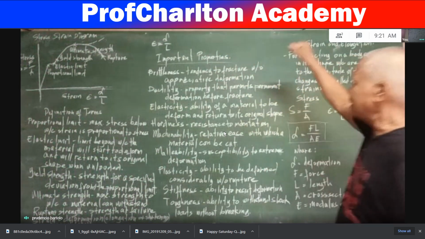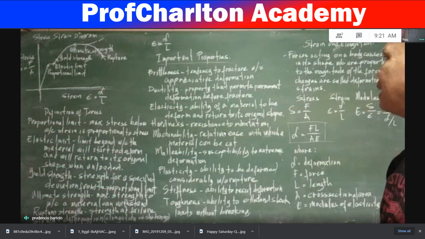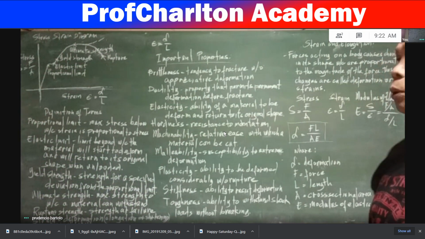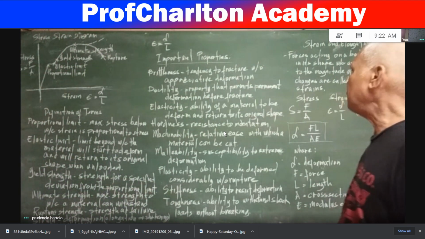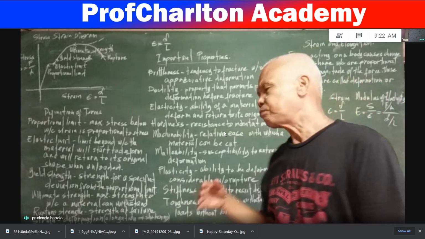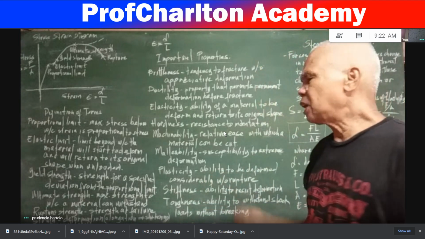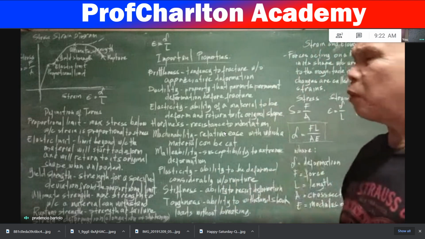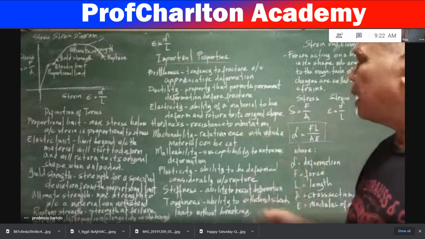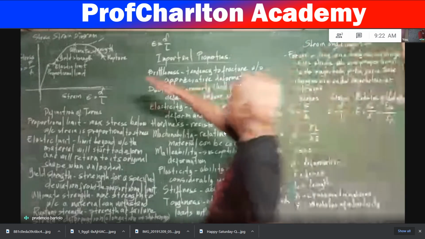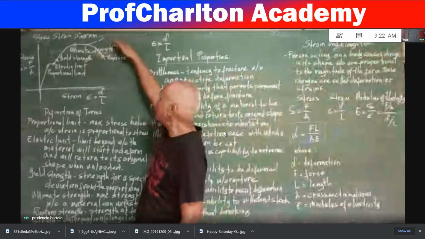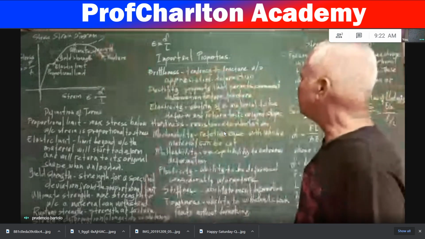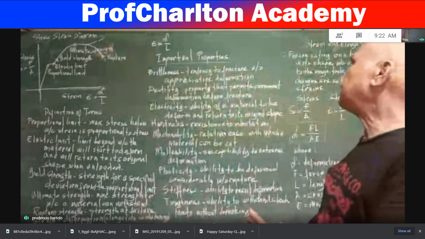The first property in here is the brittleness, which is the tendency to fracture without appreciable deformation. So that is a property that will fracture without appreciable deformation, meaning it will no longer consider the yield strength. It is the ultimate strength that will be considered for a brittle material. That is the brittleness.